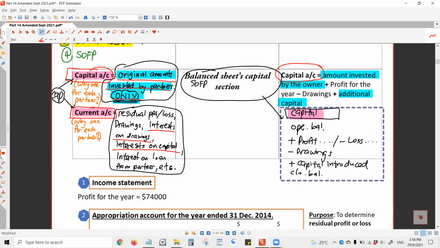You write down a question, which I've never seen before in the exam, but I think this can be a question in the future if the examiner wants to test you on this. Okay, are you ready? Why capital account for partnership contains only original amounts.